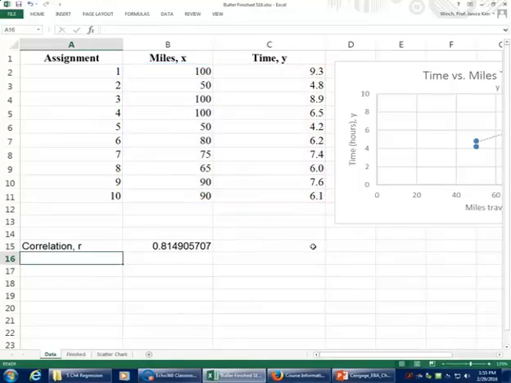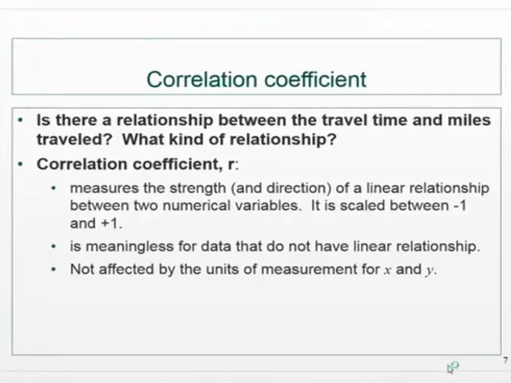Now, how do you interpret this? It's positive, so it's a positive relationship. And if the correlation was negative, then we would say it has a negative correlation. Here is the correlation coefficient. So is there a relationship between the time and the miles traveled? What kind of relationship? So we saw it was about 0.8 something. So that would indicate you have a positive relationship.